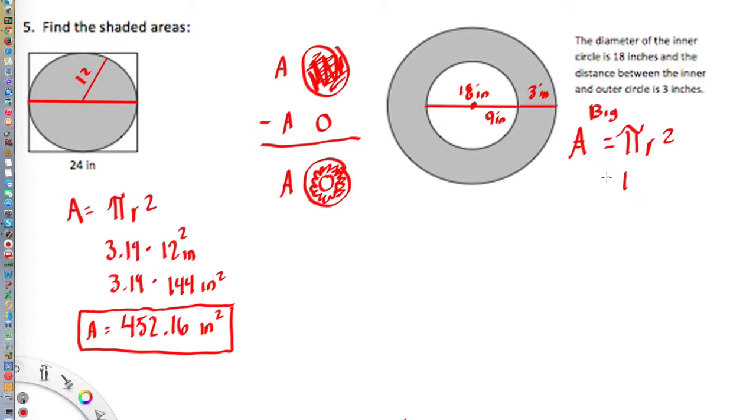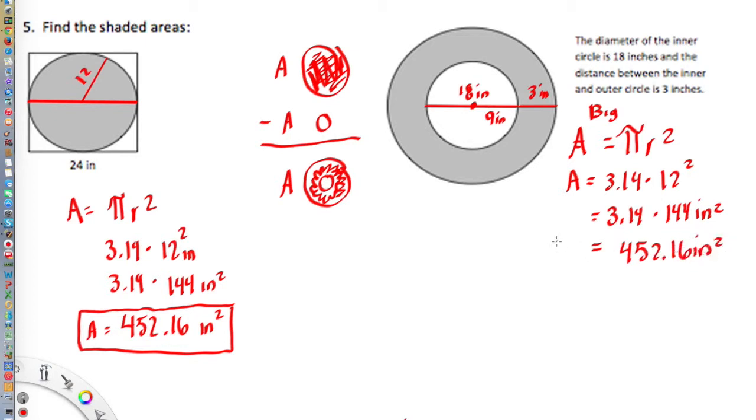So I'm going to get 3.14 times 12 squared. That's my area. And I just did that not too long ago. Because I know that this is going to be 144, it's going to be 3.14 times 144 inches squared, and that will equal 452.16 inches squared. That's my area of the big circle.